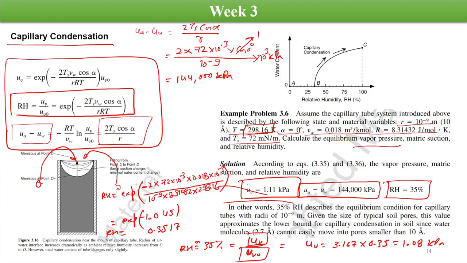So in this question, we have solved three quantities. The first one is the matrix suction, which is solved using this formula of Kelvin. The second one is the relative humidity using this formula. And the third one is the UV, the vapor pressure. If anyone is having any doubt in this question, kindly let me know, or you can try solving it once on your own.